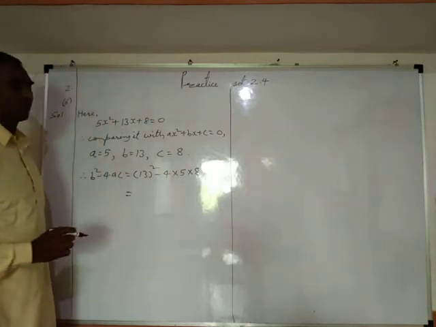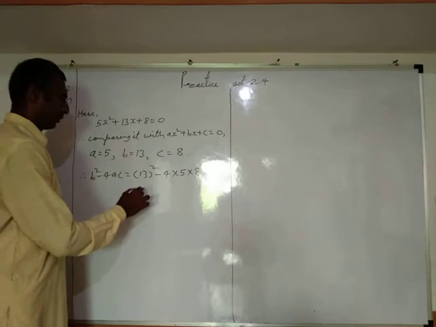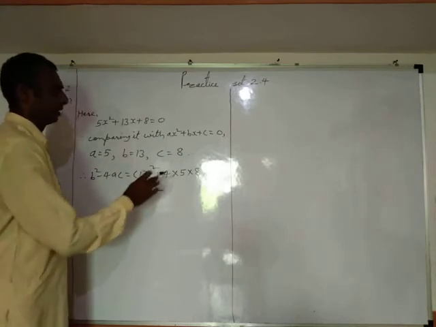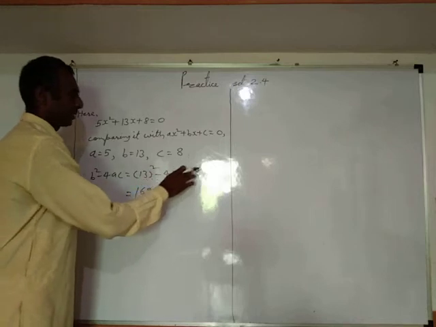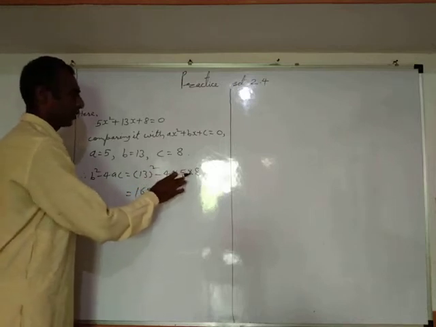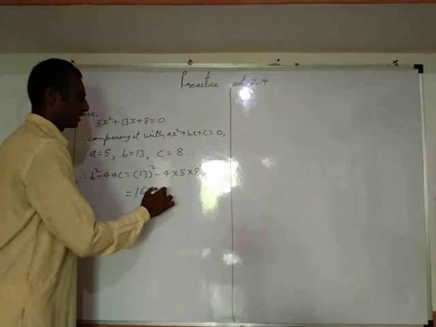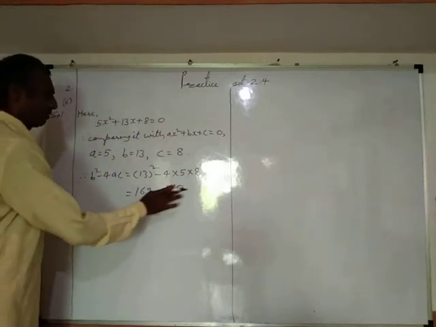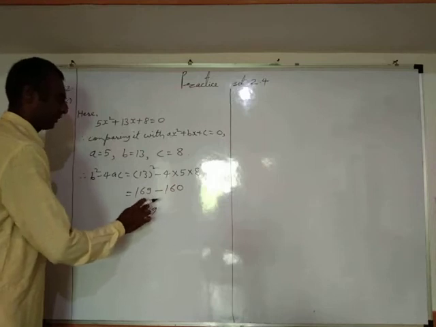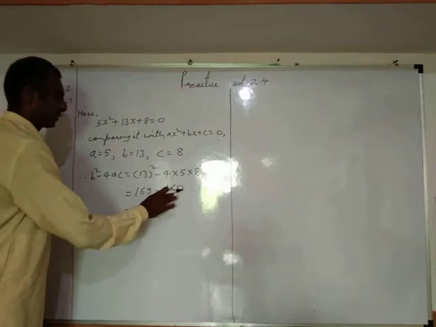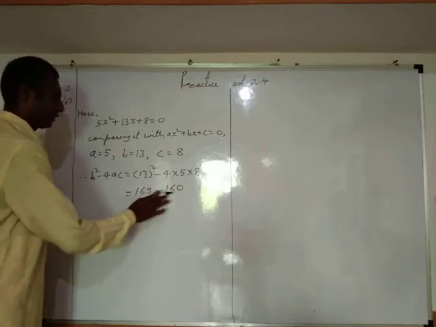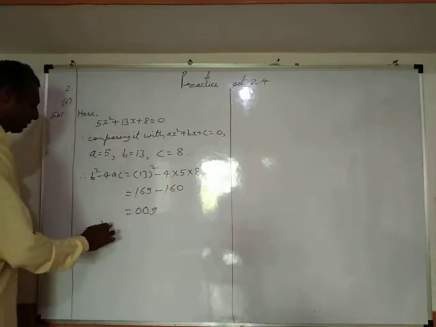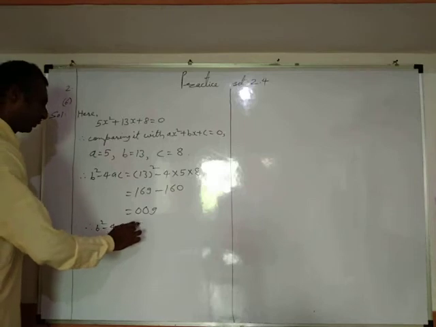Equals square of 13 is 169, minus into plus gives us minus. 4 5s are 20 and 2 8s are 160. Equals 9: 9 minus 0 gives us 9, 6 minus 6 gives 0, 1 minus 1 gives us 0, and therefore b square minus 4ac equals 9.